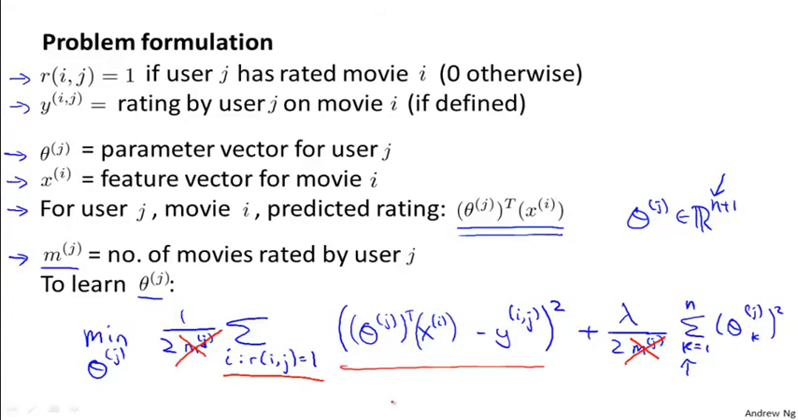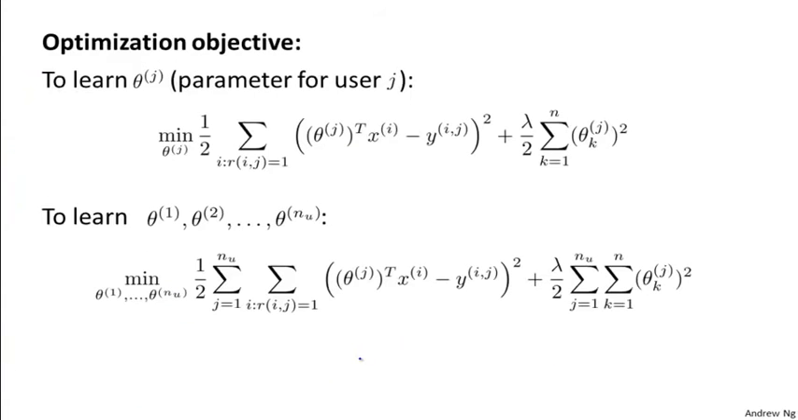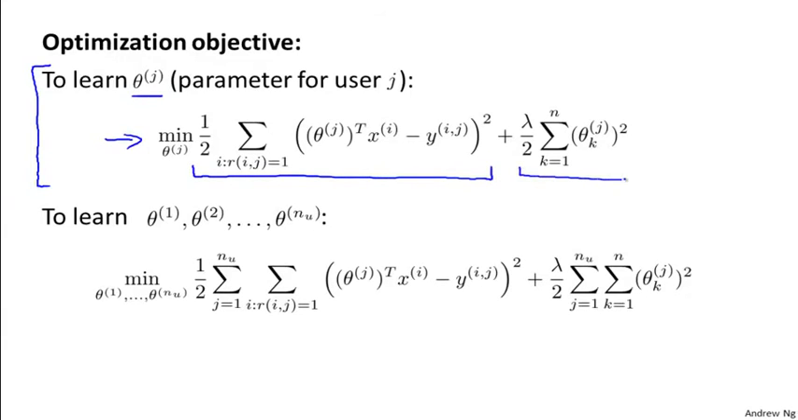If you imagine taking this whole expression and multiplying it by mj to get rid of that constant, when I minimize this, I should still get the same value of theta j as before. So just to repeat what we wrote on the previous slide, here's our optimization objective. In order to learn theta j, which is the parameter for user j, we're going to minimize over theta j of this optimization objective. This is our usual squared error term, and then this is our regularization term.